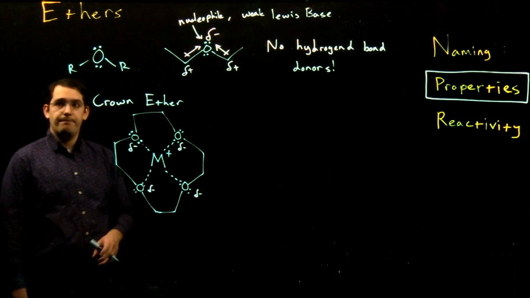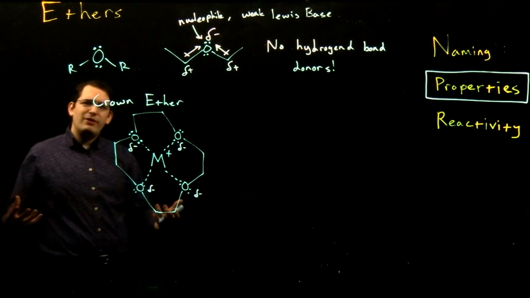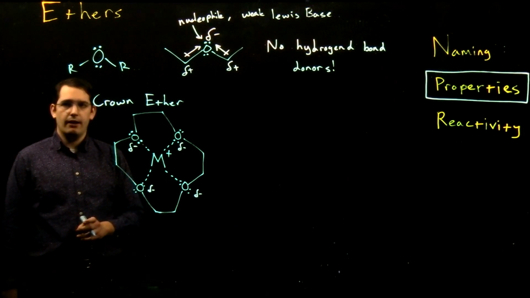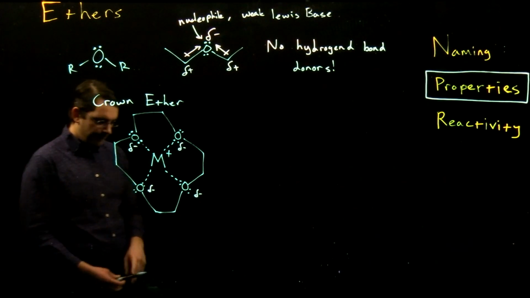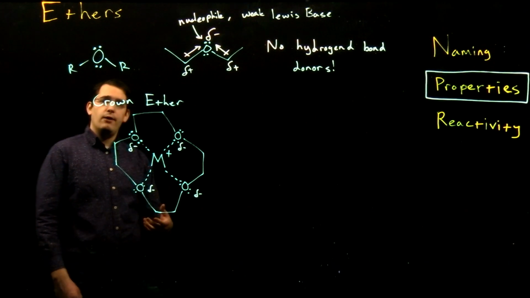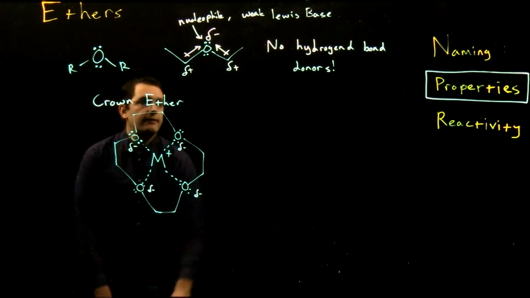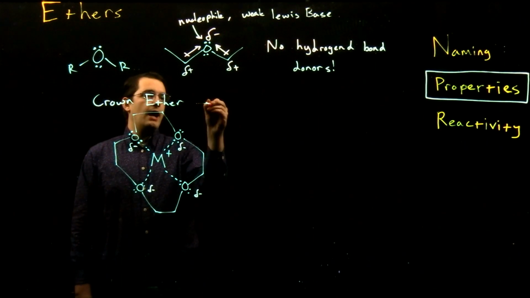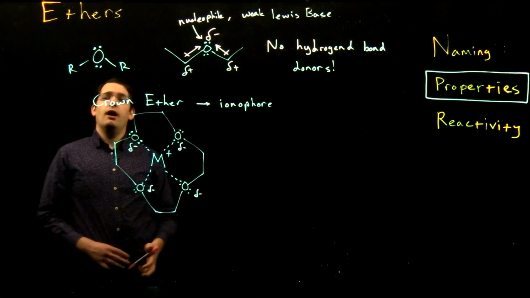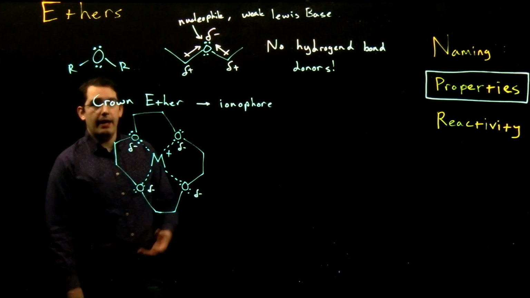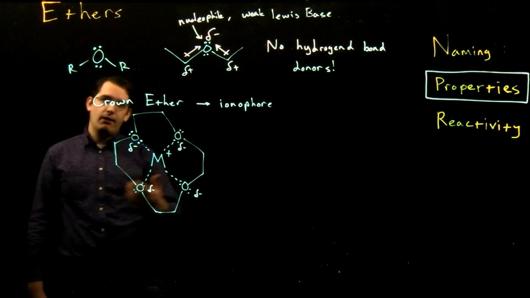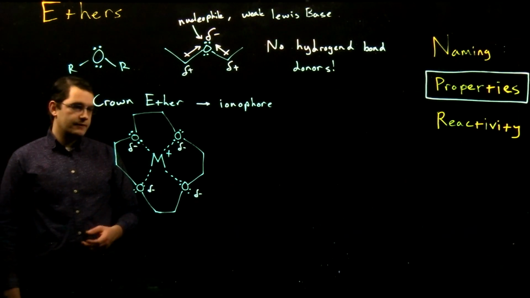Now you might wonder, how is this useful to us, right? Who cares if we can bond that metal here in the middle of our ether? Well, one of the big things that this does for us is it allows our crown ether to act as what's called an ionophore. So an ionophore is a molecule that's capable of carrying a metal ion across a cell membrane and thereby transporting that metal ion throughout a biological system.